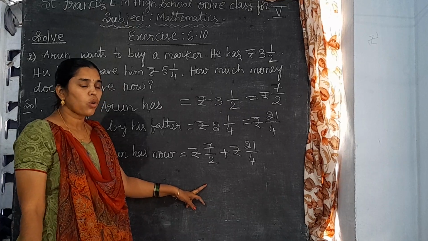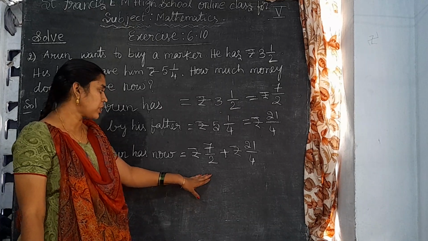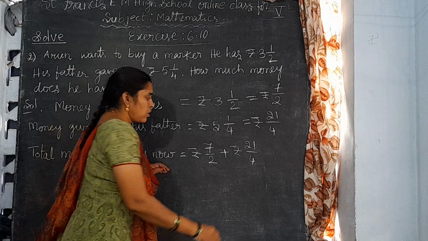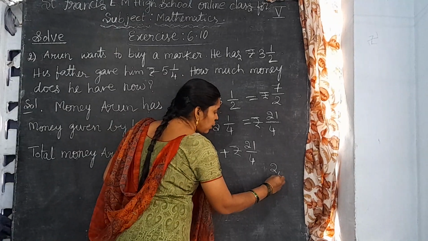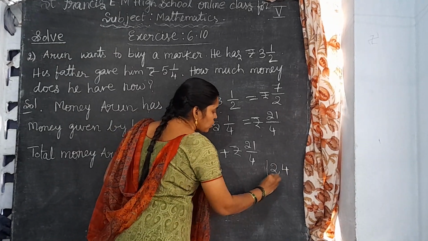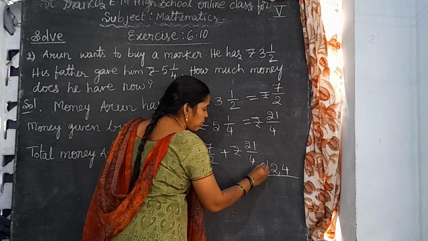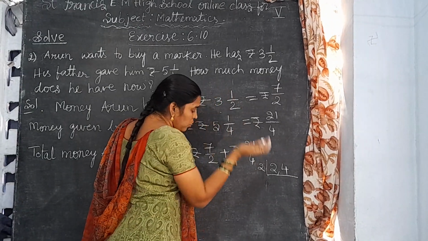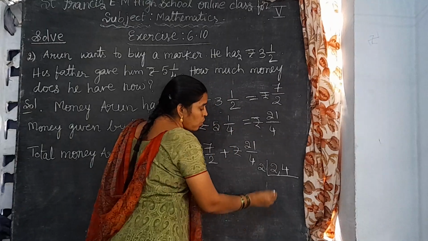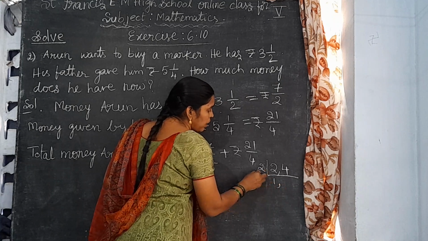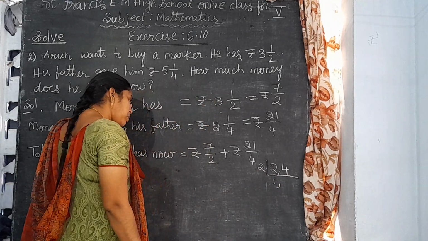See, are the given fractions like fractions? No. So what you have to do? You should take LCM for the denominators. So what are the denominators here? 2, 4. So which table will go? 2 table will go in these two numbers. 2 how many times does it go in 2? 1 time. 2 how many times does it go in 4? 2 times.